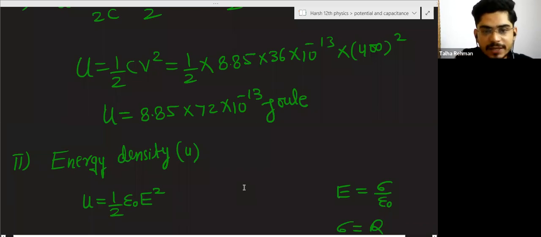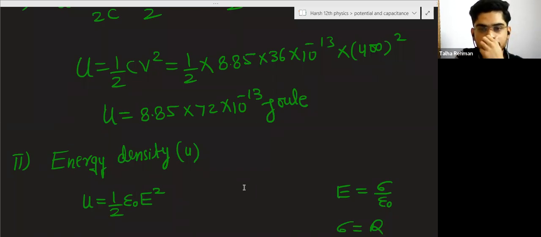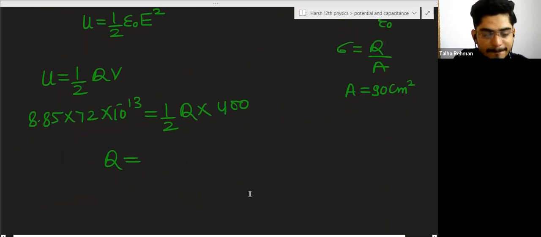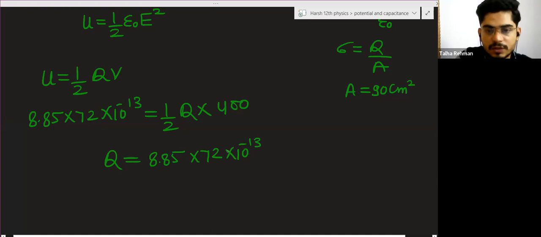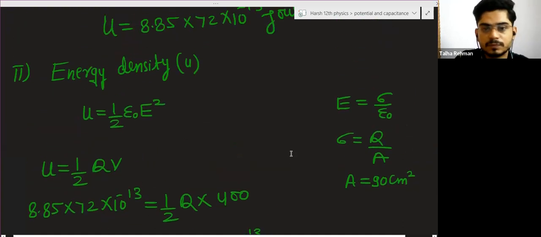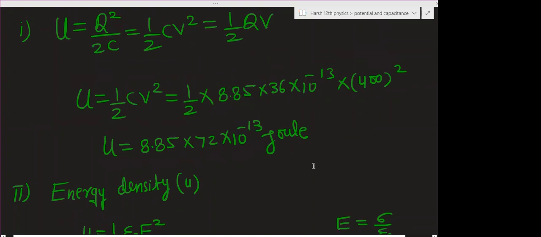Here the value of U is... I think you will get the value of Q as 8.85 into 72 into 10 to the power minus 13 coulomb.